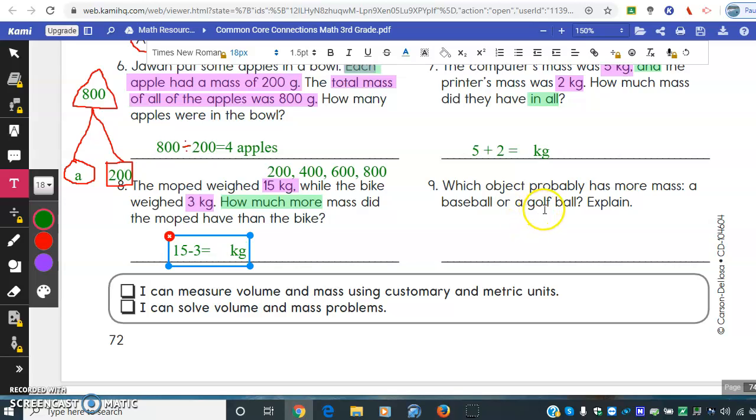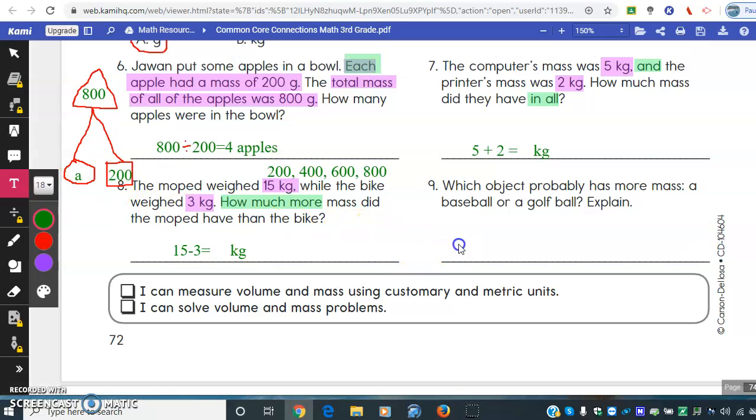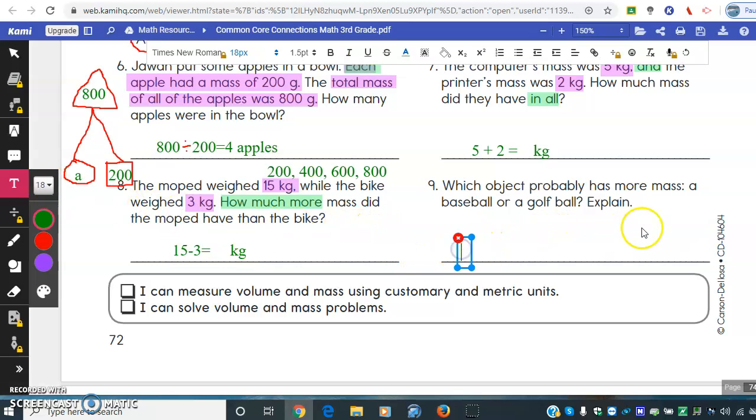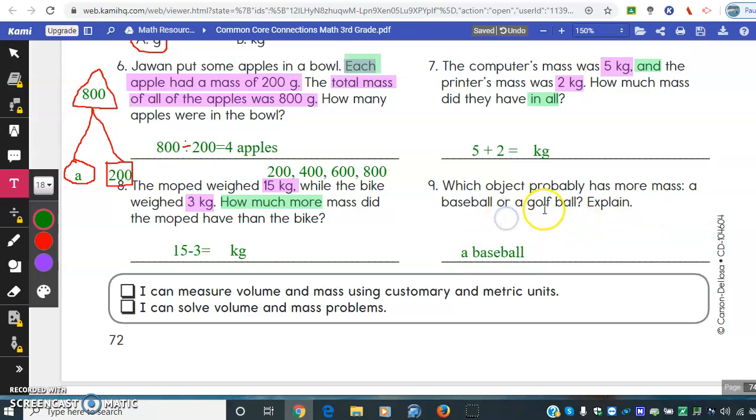A golf ball's pretty heavy, but a baseball is also pretty heavy. And since they're both pretty heavy and a baseball's bigger, we're going to say that probably a baseball has more mass. So if you had already done this and you're checking your work, a baseball has more mass. They both are pretty heavy for balls, and the baseball is bigger.